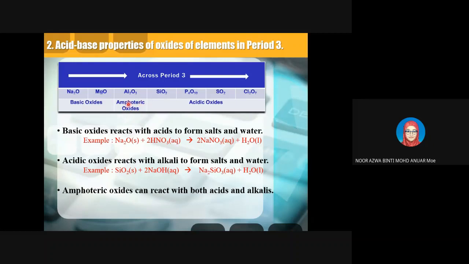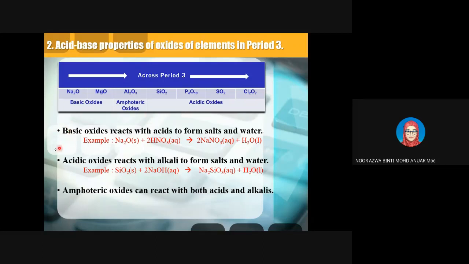Okay, dia amphoteric oxide. Apa maksud amphoteric ni? Amphoteric ni bermaksud dia able to react both as a base and as an acid. Both base pun dia, alkali pun dia, acid also pun dia. And then yang silikon, phosphorus, sulfur dengan klorin ni adalah acidic oxides lah, bersifat acid.